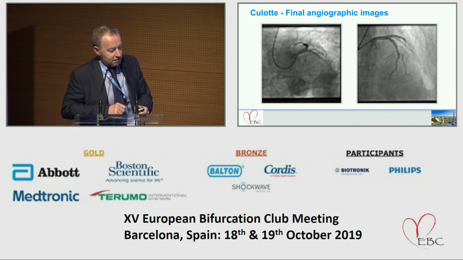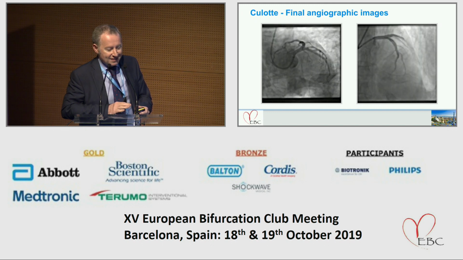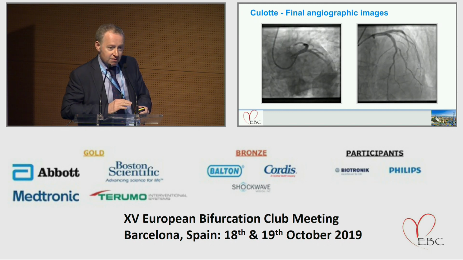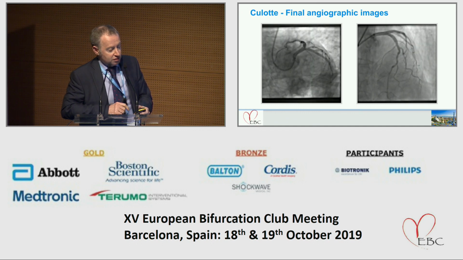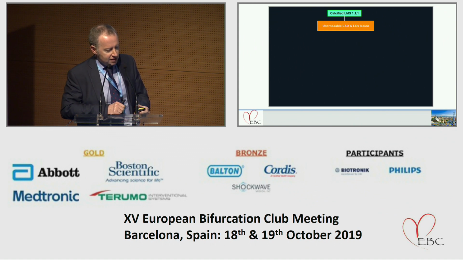So that's our final angiographic result. And I must say, having used this combination of rotor and shock in a few cases now, I'm quite impressed, and I think I get better results than if I'd upsized, as I've done in the past with a 2.0 burr and just stuck to rotor. So in summary for this case, it was a calcified Medina 111 left main bifurcation.